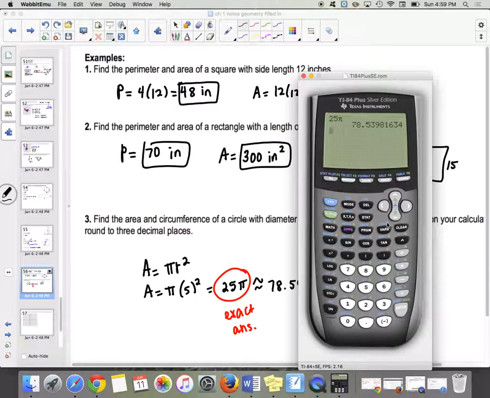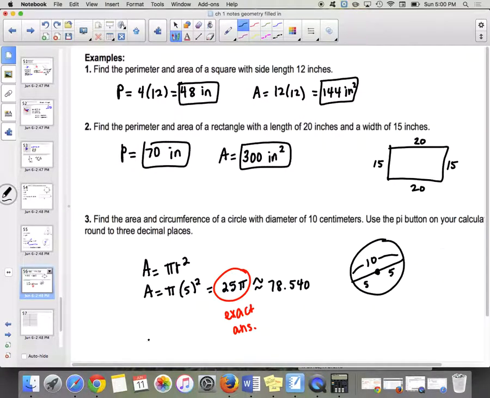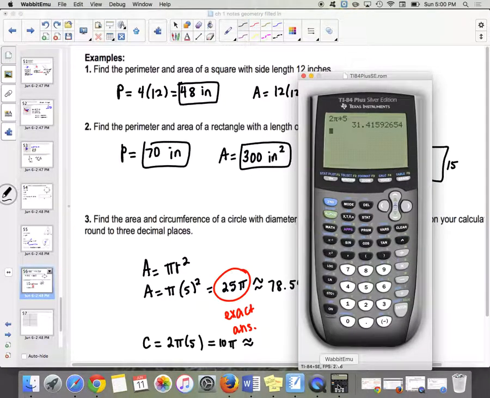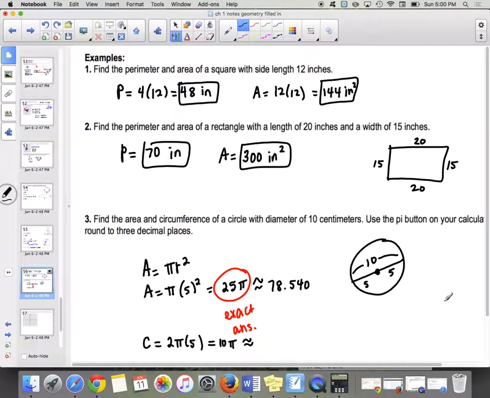All right, and then the same thing for the circumference. The circumference is 2 times pi times r. So it was 10 pi. And I do the little approximation there, so it shows that I've rounded, and that's going to be 31.416 if I do 3 decimals.